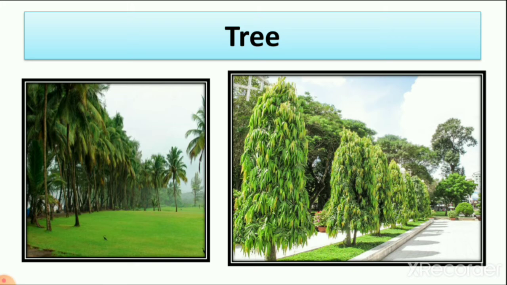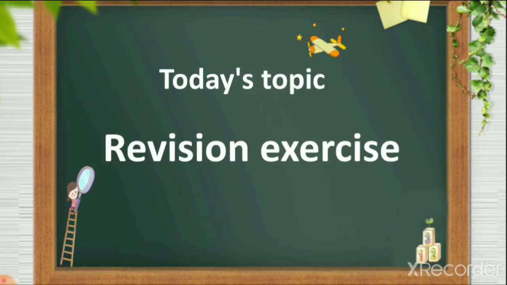Then trees. Trees are big plants which are very strong, and the stem of a tree is also very strong and big. So now you can understand how we divide different types of plants by their stems and leaves and many things. So there are four types of plants.